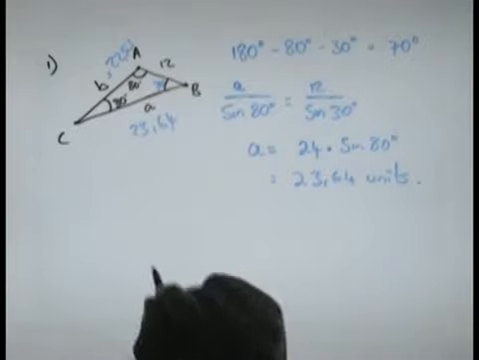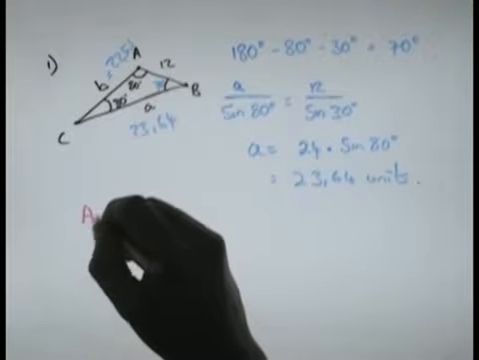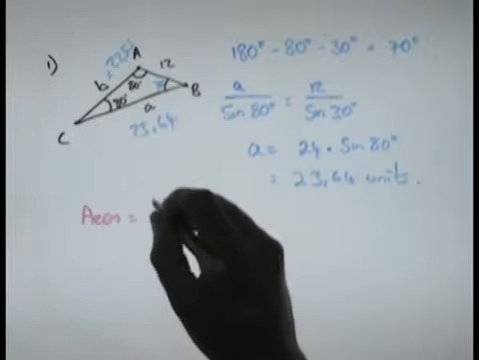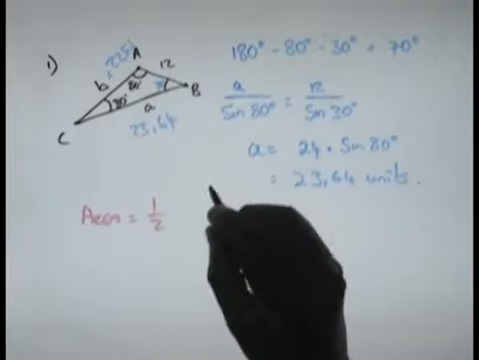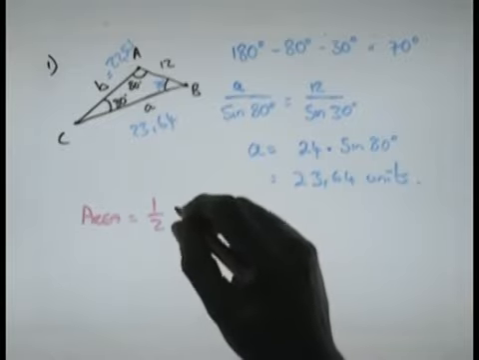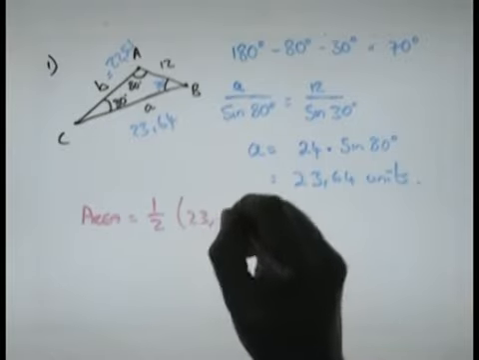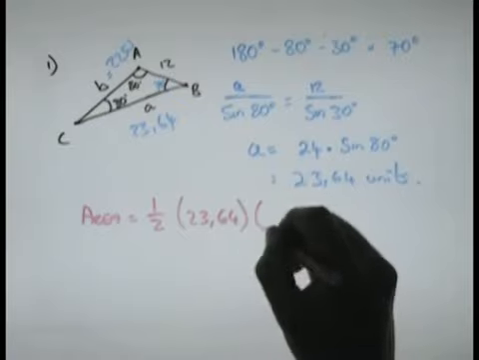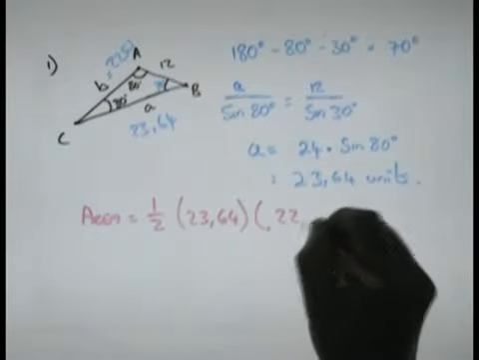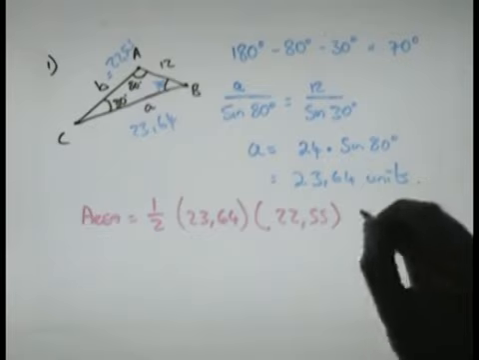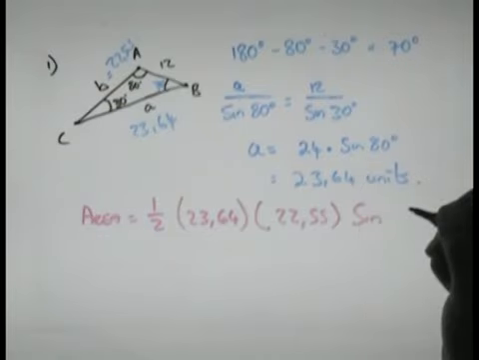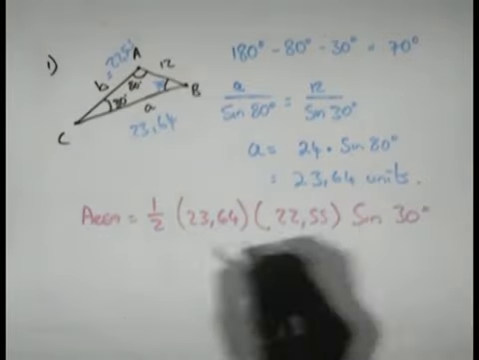To get the area, all we need to do is area is equal to a half AB, which is a half times 23.64 times B, which is 22.55, sine of C, which is 30 degrees.